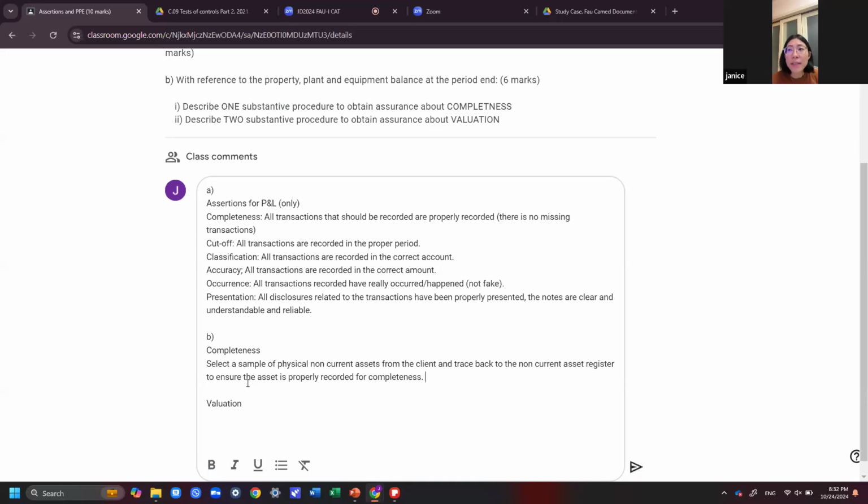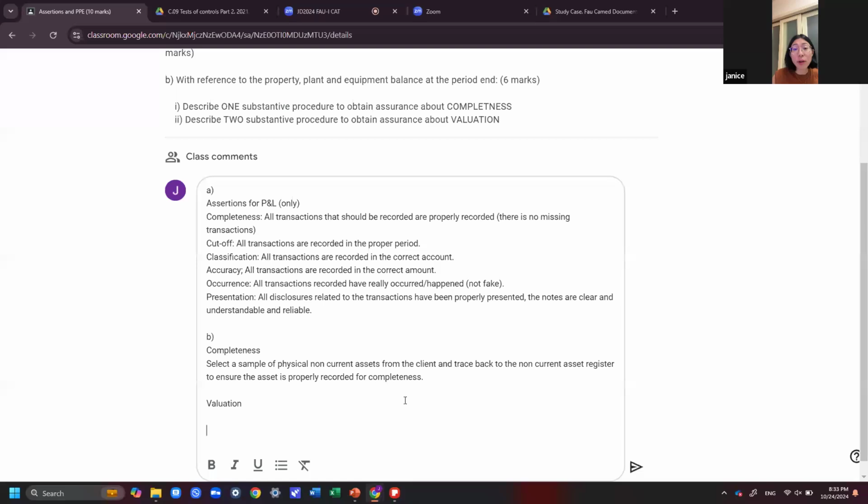Okay, so when you write your substantive procedure, you need to detail. This is one of the weaknesses I have found: a student tends to write too brief for the substantive procedure. When you write it, you need to tell me what you do, where you take it from, what document you're tracing it back to, why you do it, and for which assertions.